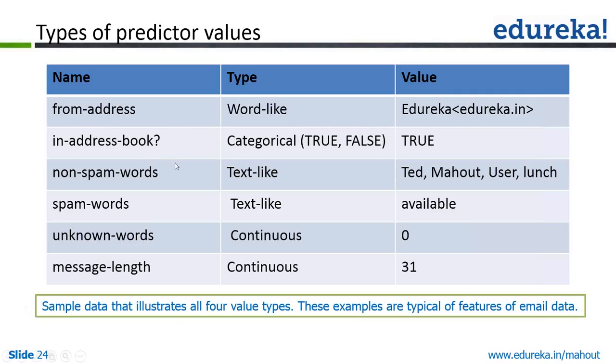Address book means whether this address exists in your address book or not, just a Boolean sort of thing, so obviously categorical. Non-spam words, because a bunch of words or a combination of words can occur, are text-like. For spam, you will also define certain words in the spam category, so those words are also text-like. Unknown words we will say are continuous, and message length we will also put in the continuous part.